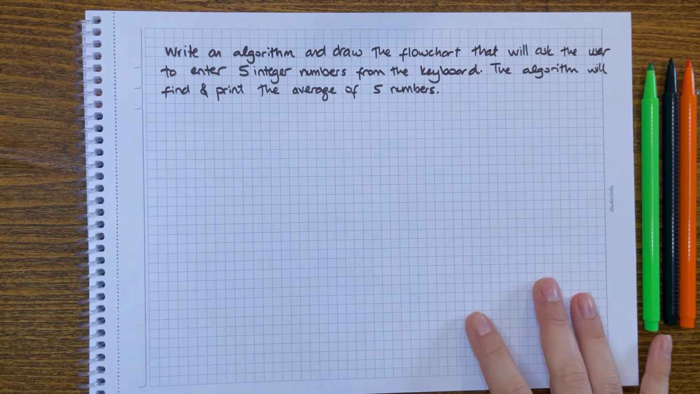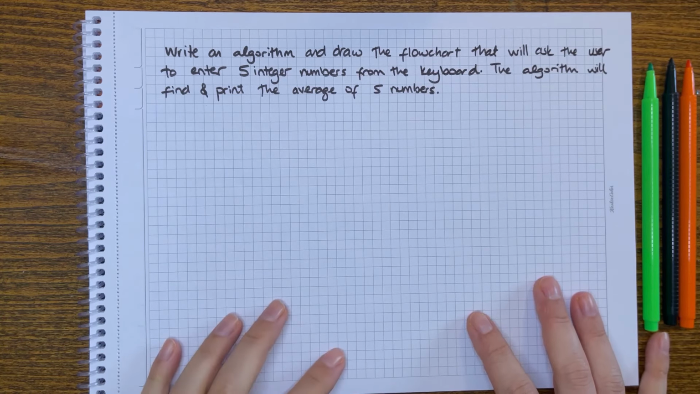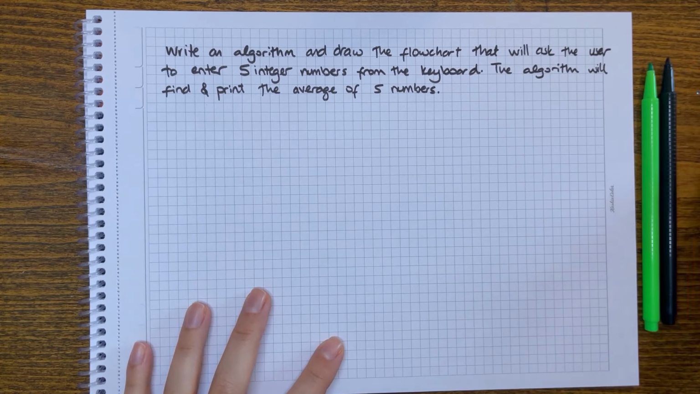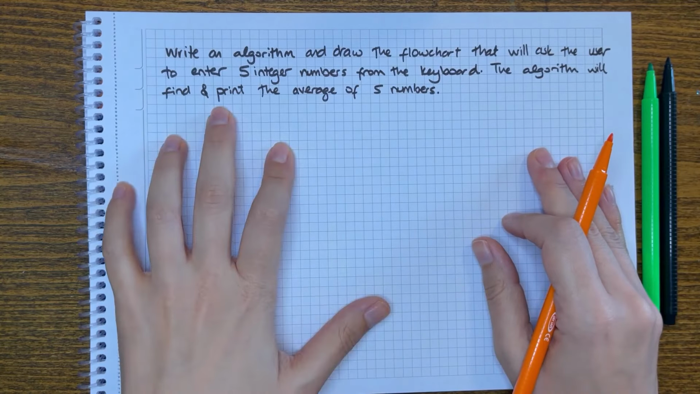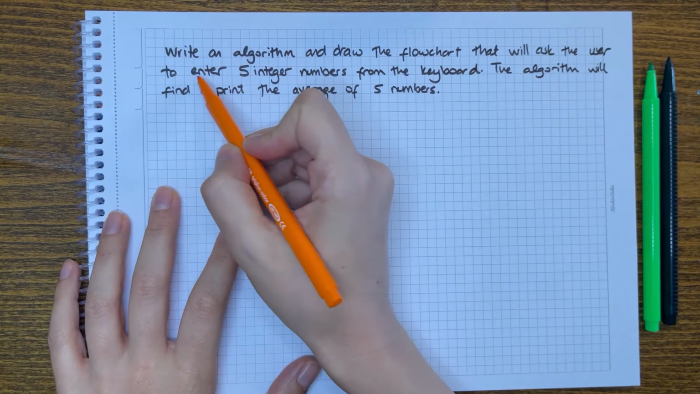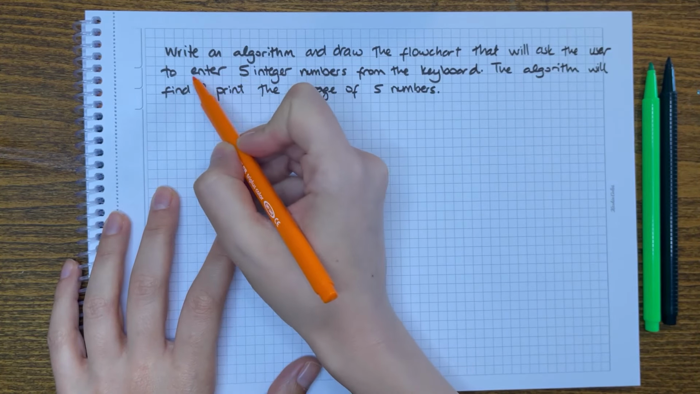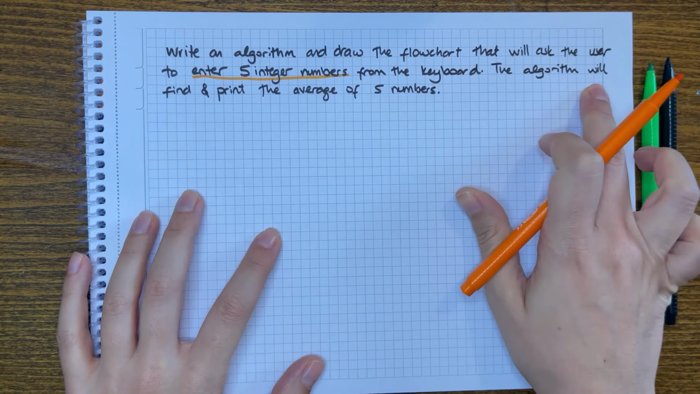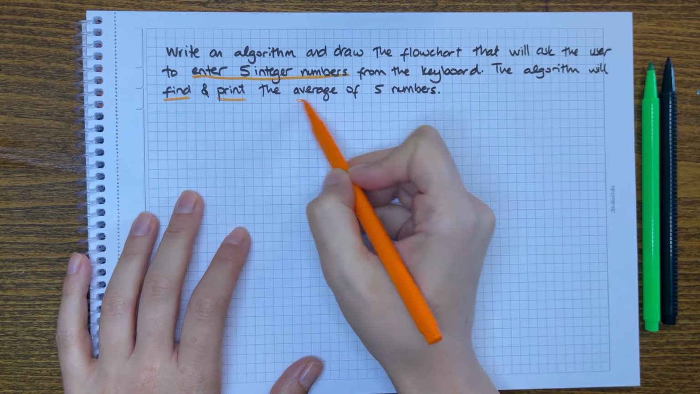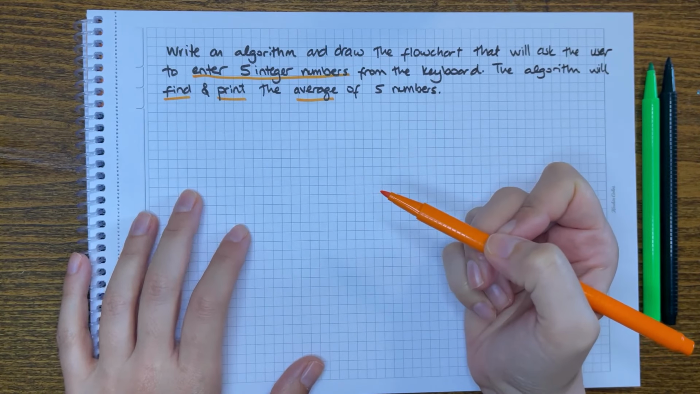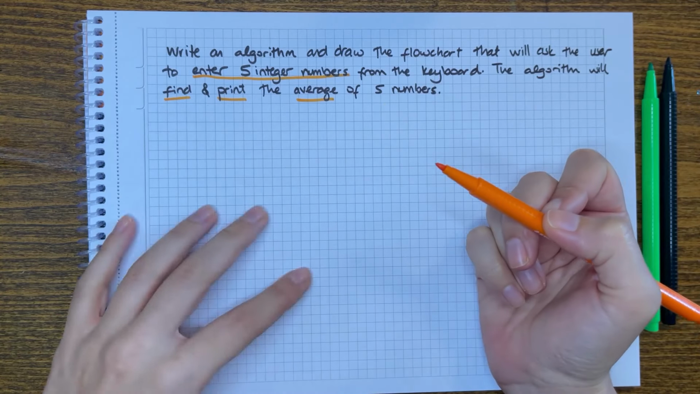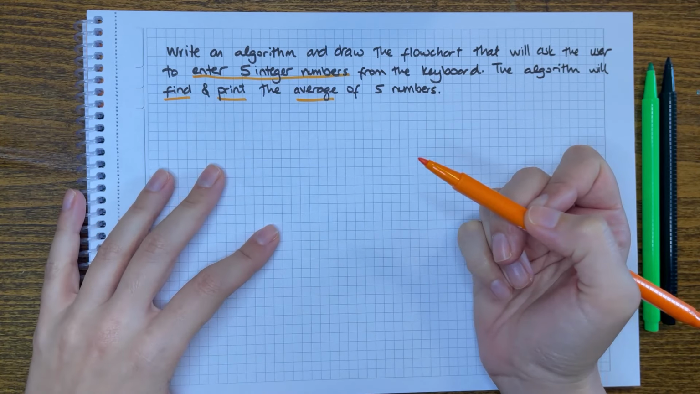Hello everyone. Our example is about a simple loop procedure in algorithm and flowchart today. Let's start reading it. Write an algorithm and draw the flowchart that will ask the user to enter 5 integer numbers from the keyboard. So in here, the user is going to enter 5 integer numbers. The algorithm will find and print the average of entered numbers. The user is going to enter 5 integer numbers and the output will be the average of them.